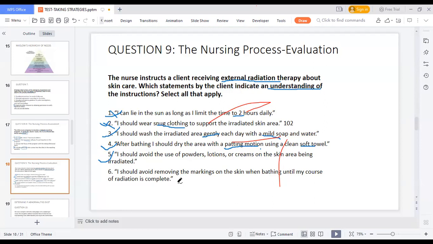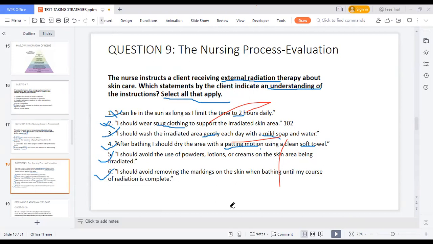I should avoid removing the markings on the skin when bathing until my course of radiation is complete. Yes. Clients undergoing radiation, they have sessions, right? Don't remove the marking until your sessions are over. So the right answer, remember the question is a select all that apply, 2 or more options. Please read and reread your question. Don't rush. You have about 1 minute, 30 seconds per question. So 3, 4, 5, and 6 are the right options.